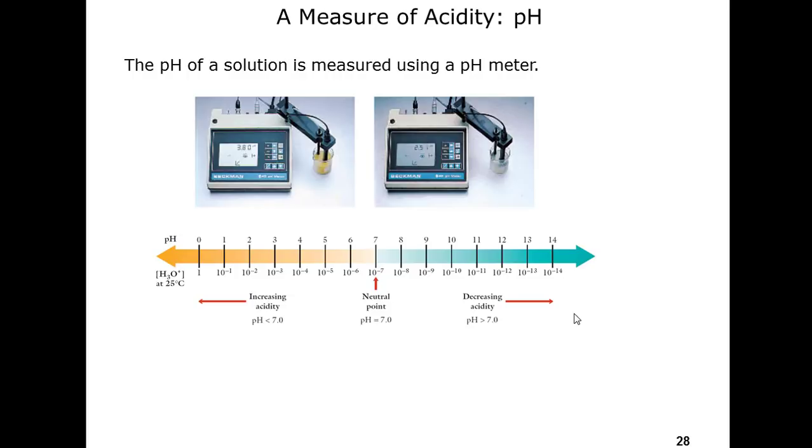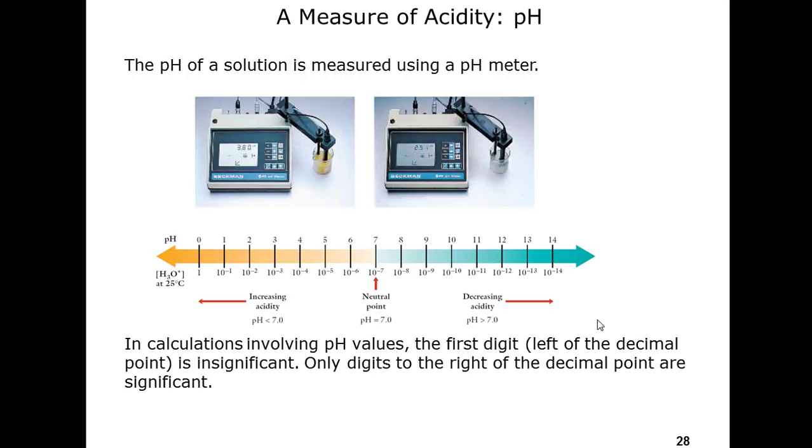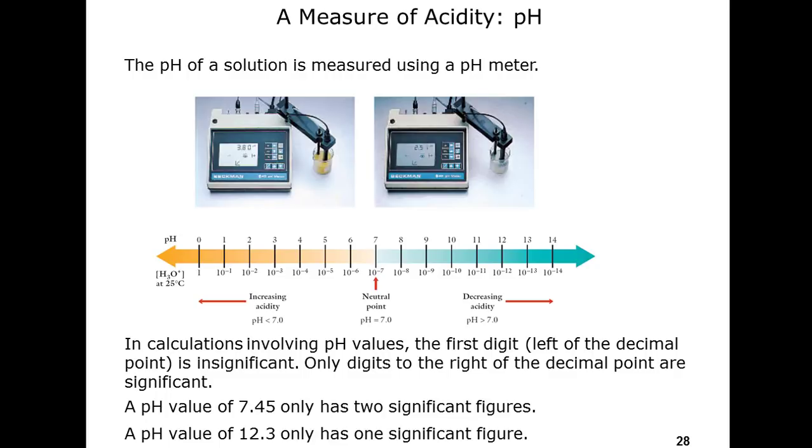It is important to recognize a different way of calculating significant figures when dealing with pH values. The number to the left of the decimal point corresponds to how many times the number 10 is multiplied by itself to arrive at that number. Therefore, it is considered a placeholder. Because of this, any time a logarithm is taken on any number, only the digits to the right of the decimal point are significant. So a pH value of 7.45 only has 2 significant figures, and a value of 12.3 only has 1 significant figure.